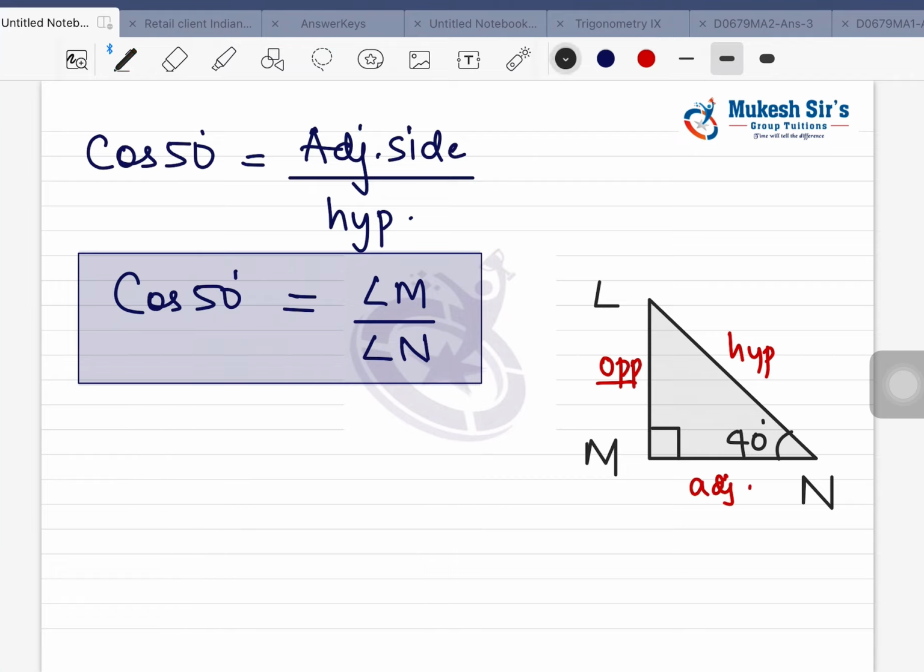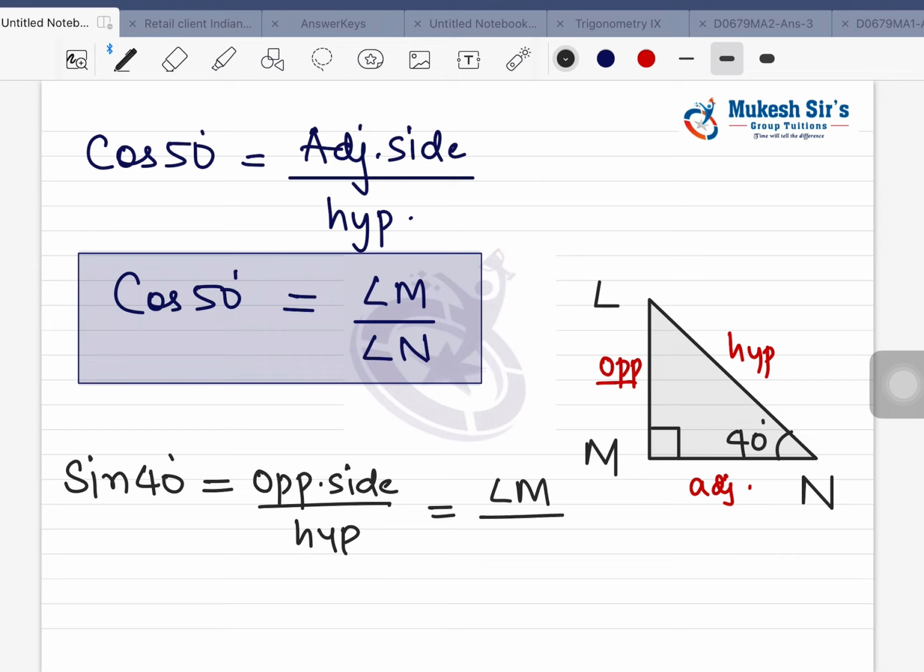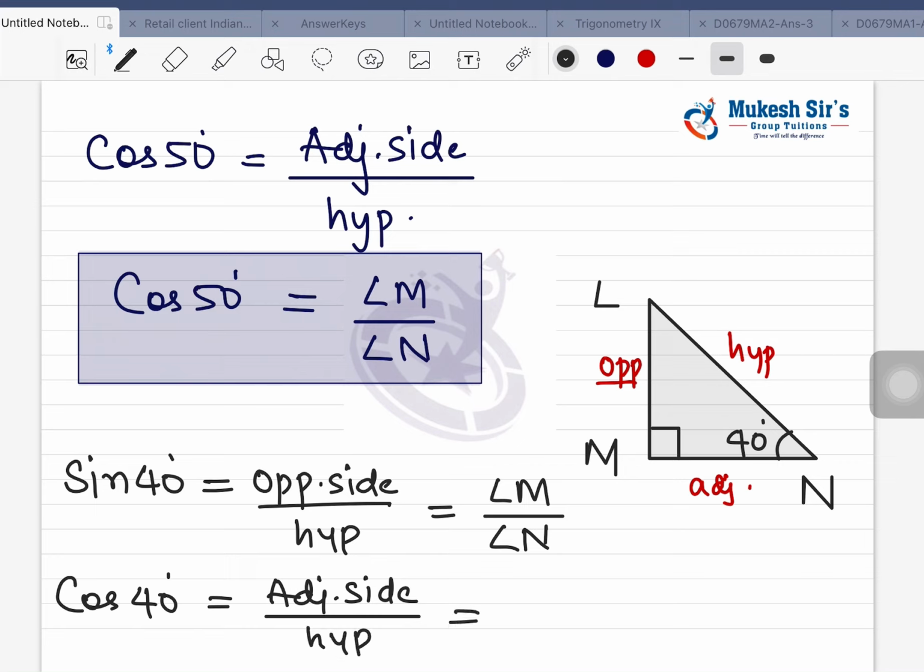So in that sum you want sin 40, cos 40, tan 40. So sin 40 degrees is equal to opposite side upon hypotenuse. So the opposite side is LM upon the hypotenuse LN. Then cos 40 degrees. Cos is adjacent side upon hypotenuse. So the adjacent side of 40 is MN upon the hypotenuse LN. Clear?